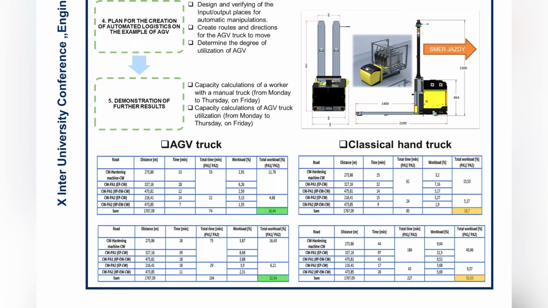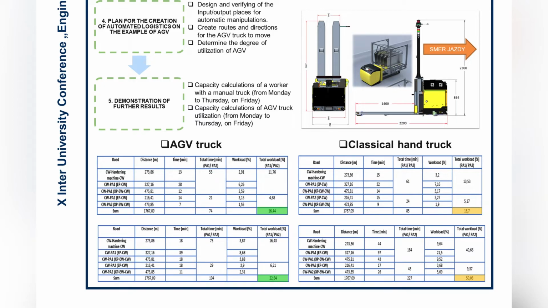The tables describe the process and results of the work of the AGV truck, tables 1 and 2, in comparison with the classical hand truck, tables 3 and 4. The total occupancy from Monday to Thursday was 66%, on Friday 23% for the AGV truck, and 75% and on Friday 50% for the classical hand truck. The average occupancy rate for the former is set at 18%, that of the latter at 25%. At the same time, the automatic truck's import times are lower.